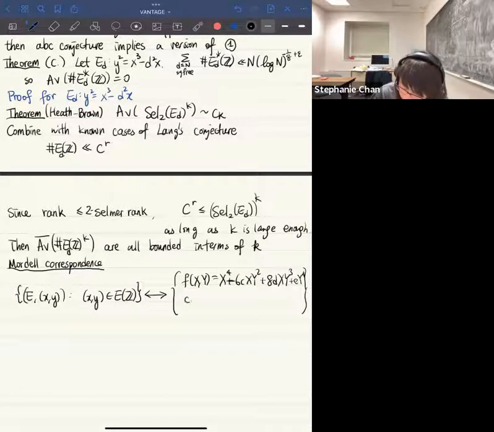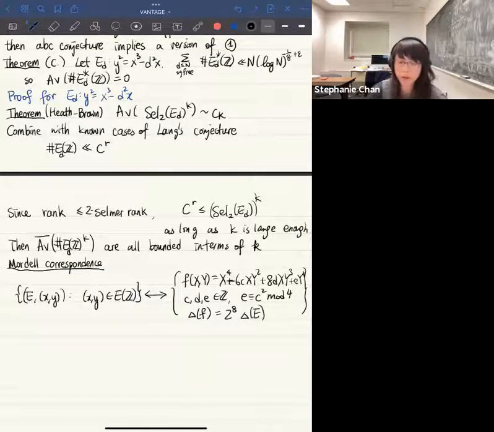So here, this is an integral quartic form, and these C, D, and E here are integers, and there's some congruence condition satisfied. In particular, the discriminant of the integral quartic form and the discriminant of the elliptic curve are related in some way. It somehow preserves whatever discriminant that we started with.